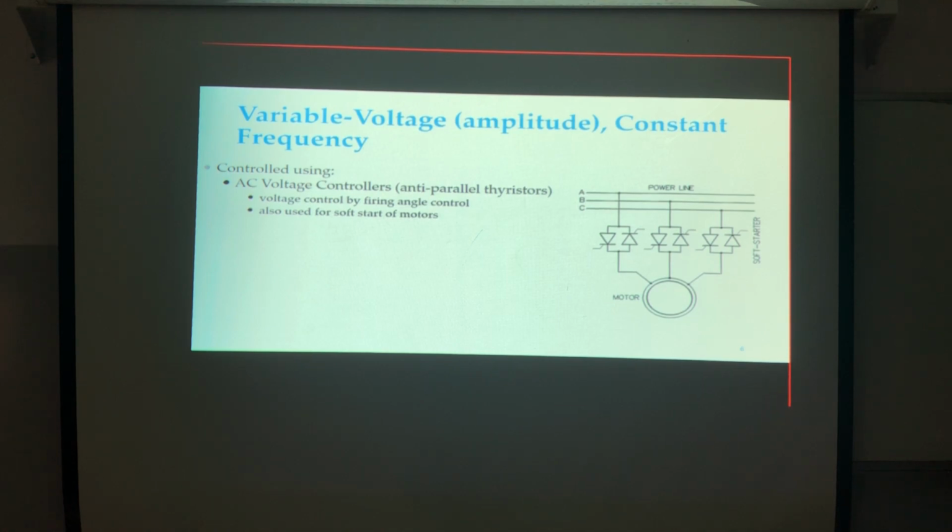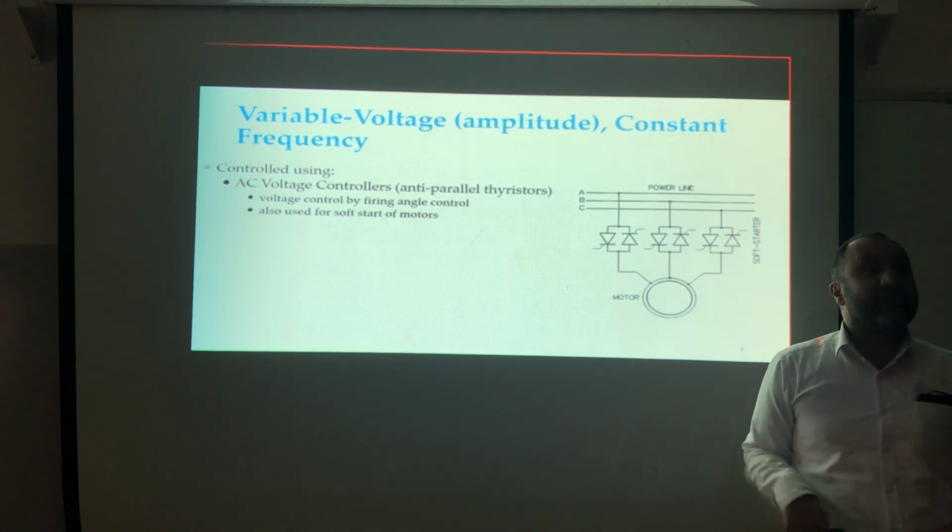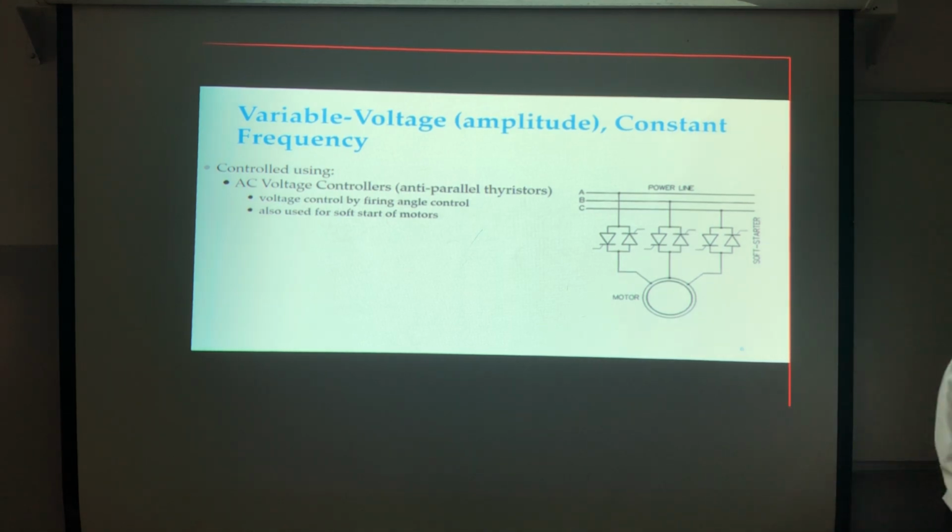Now for the variable voltage, I'm only adjusting the stator voltage while keeping the frequency. In this case I can use an AC voltage controller, which is the anti-parallel thyristor, or what we call triac. Here I'm only changing the RMS value of the voltage, but I'm not changing the frequency.